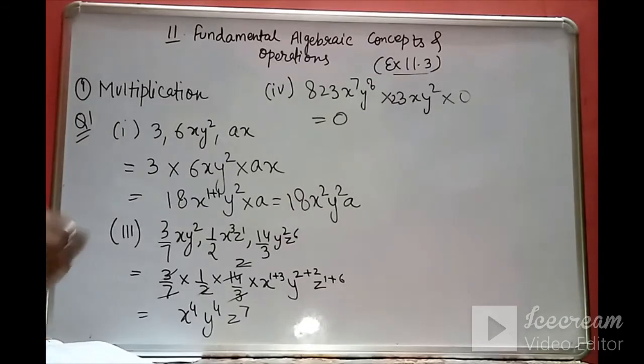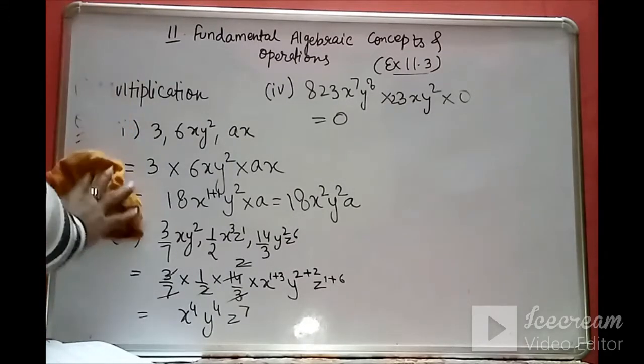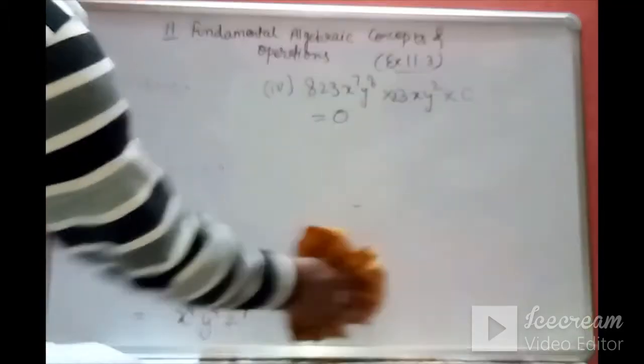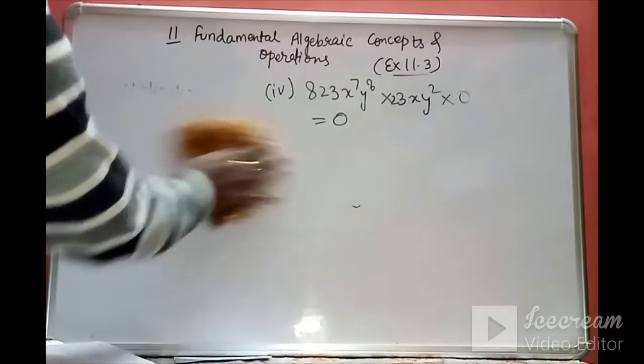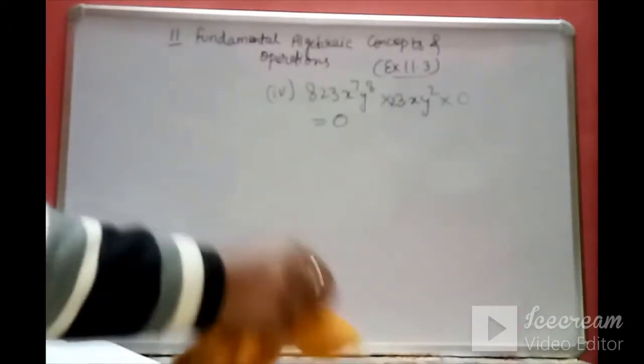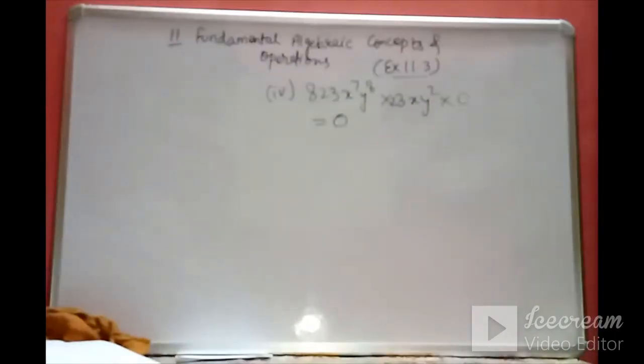Then let's see a few more questions. So remember a few concepts that you have to use. First, you have to use the concepts of exponents that you have studied in the previous chapters, and as well you should know whenever there is a 0 in the multiplication, then no need to solve any of the terms. Your answer will be 0 straight away.